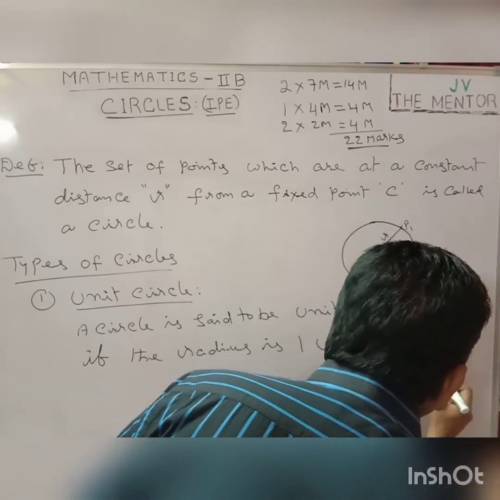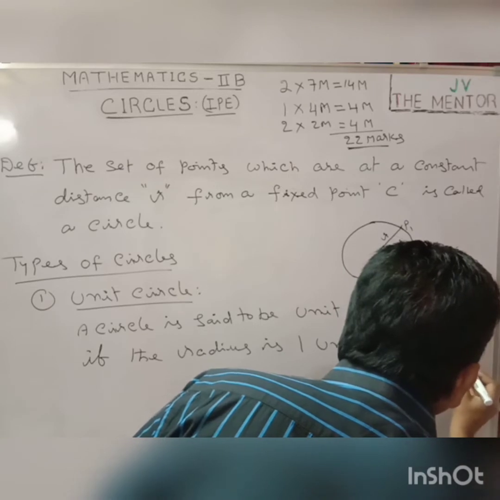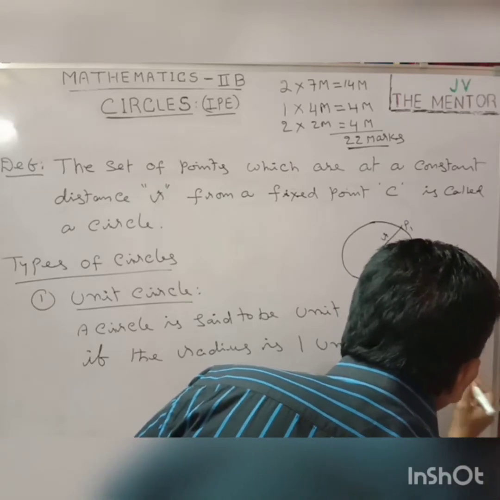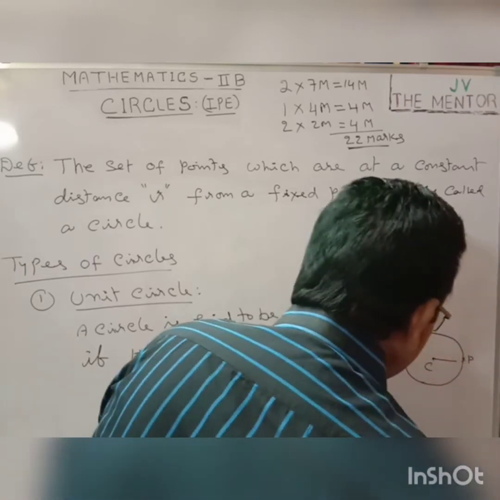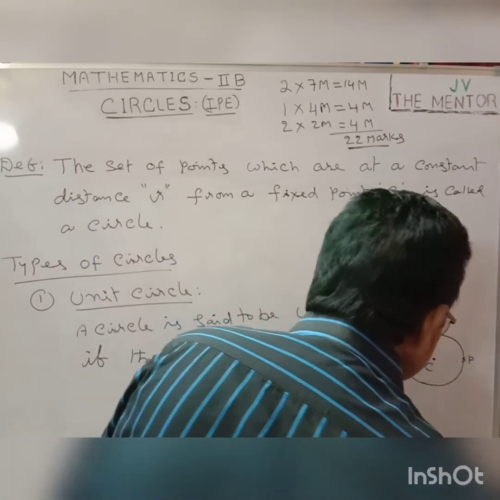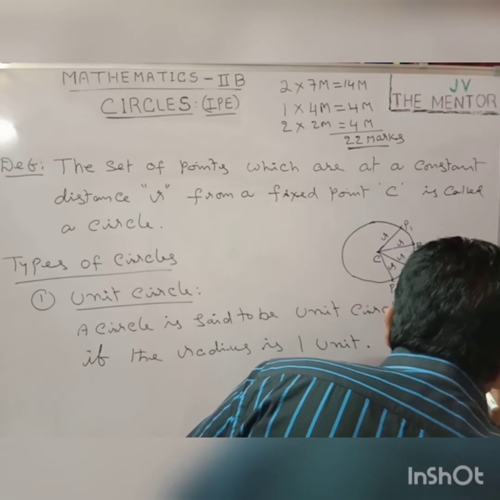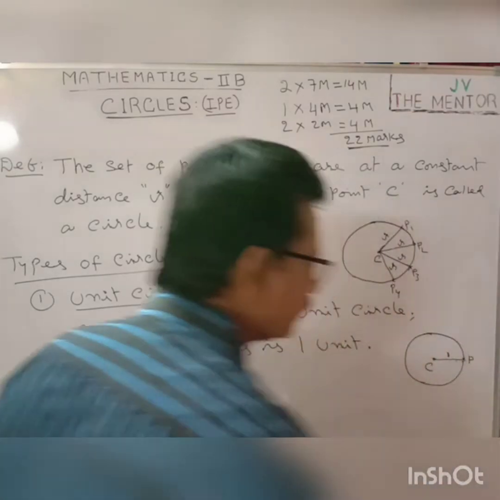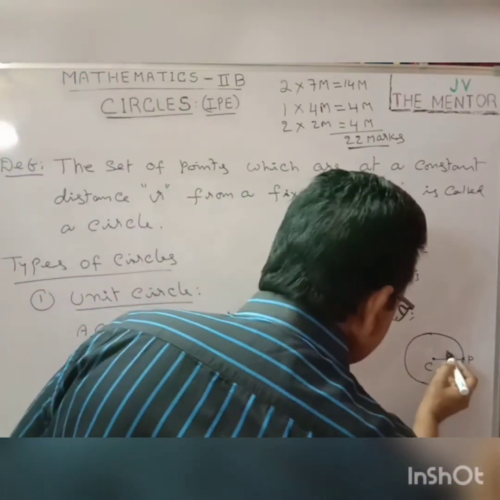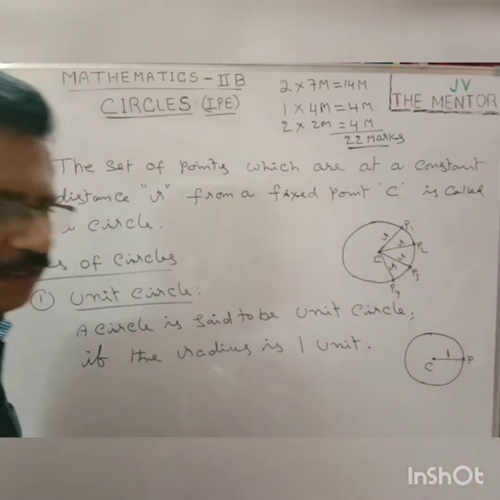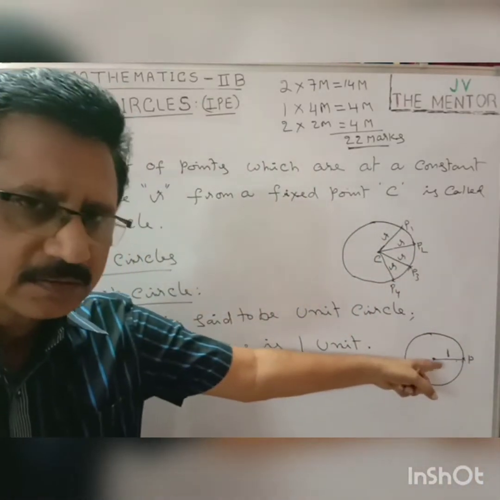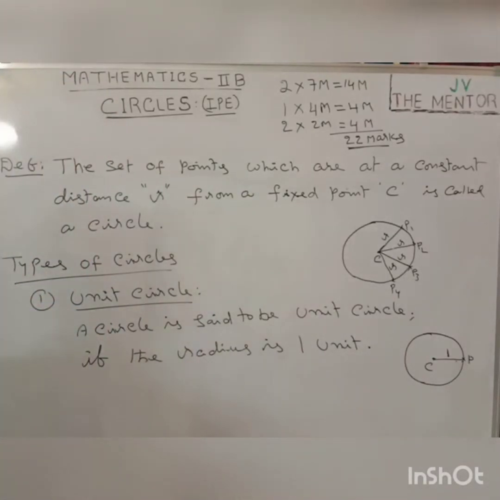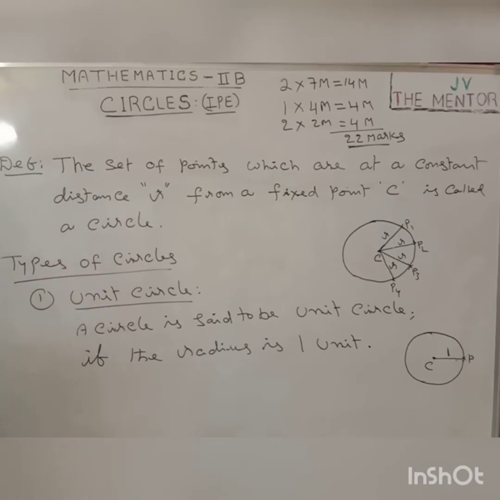Okay. This is the center. P is any point on the circle. CP is the radius. This is 1 unit. The radius of the circle is 1 unit. Okay? Now second one.